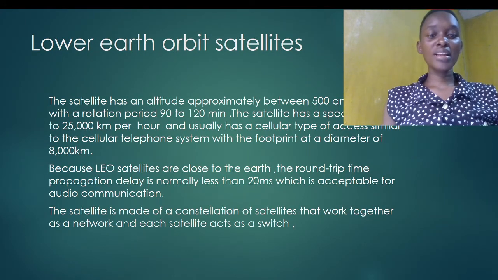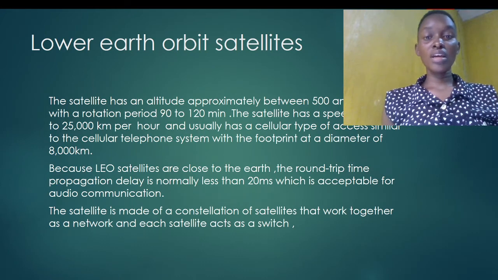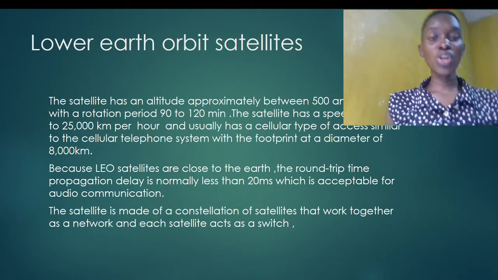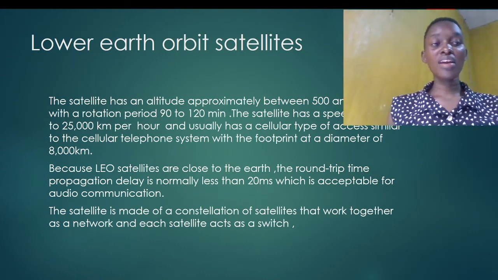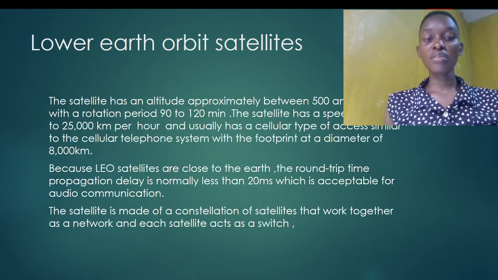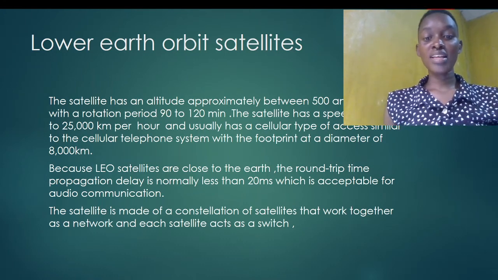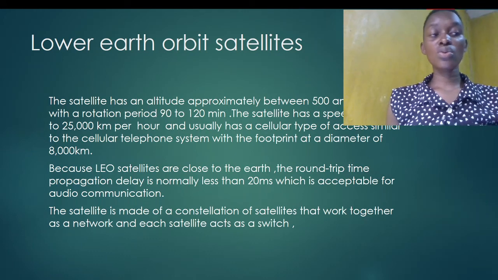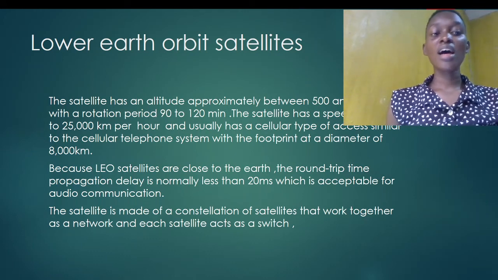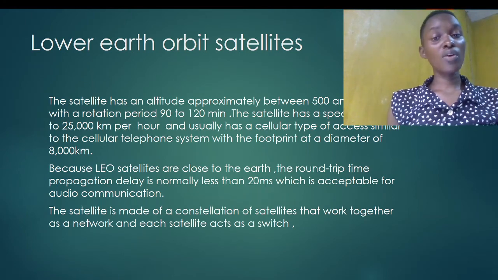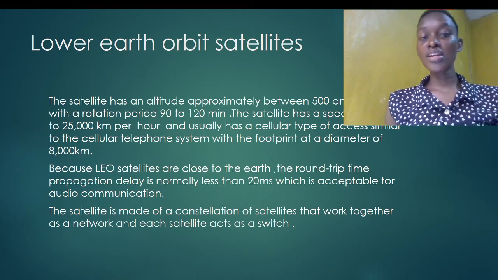Then the lower Earth orbit satellites are known to be closer to the Earth than the geostationary Earth orbit satellites and the middle Earth orbit satellites. Examples include the Iridium system that provides a wide range of communication using handheld terminals, because lower Earth orbit satellites have a cellular type of access similar to cellular telephone systems. They also include Globalstar, which requires satellites and Earth stations, and the Globalstar satellites are also similar to the Iridium system.